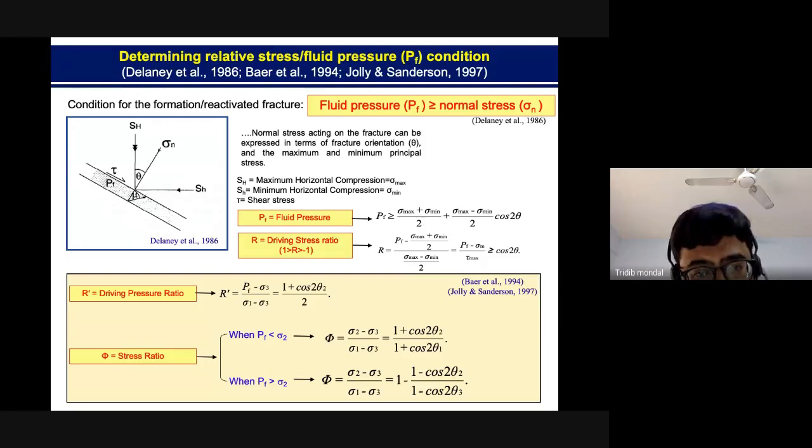In R dash, the fluid pressure is represented with the help of the maximum and the minimum principal stress, and R dash varies from 0 to 1. If it is close to 1, that means the fluid pressure is high.